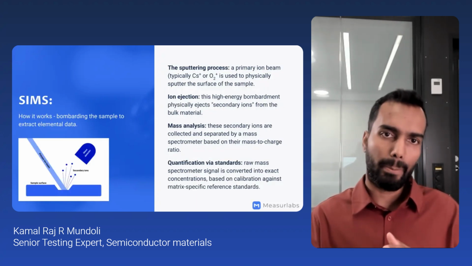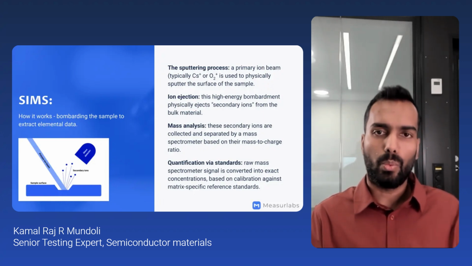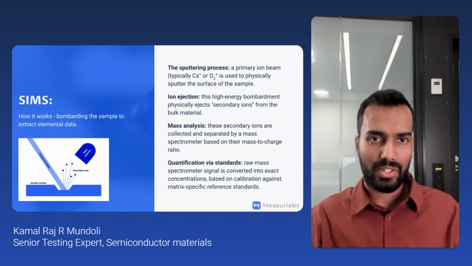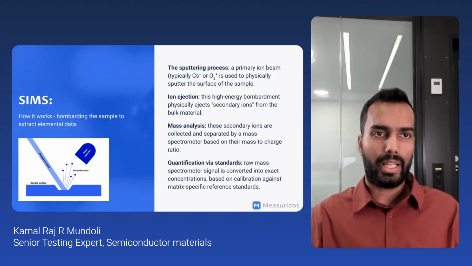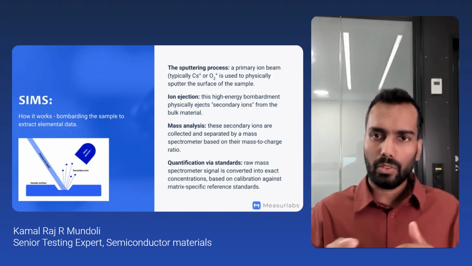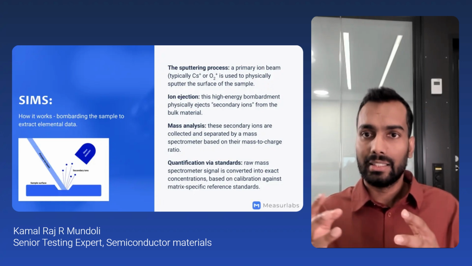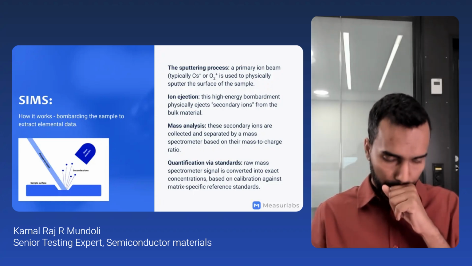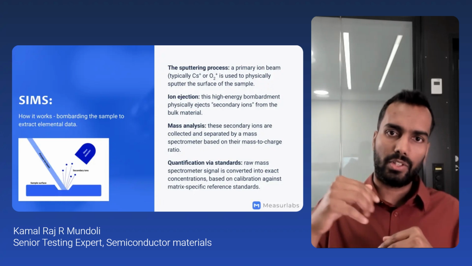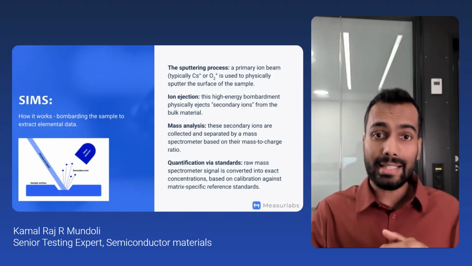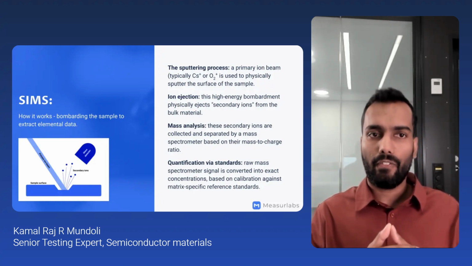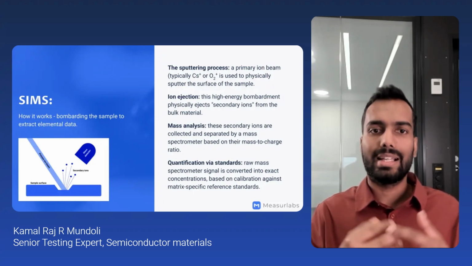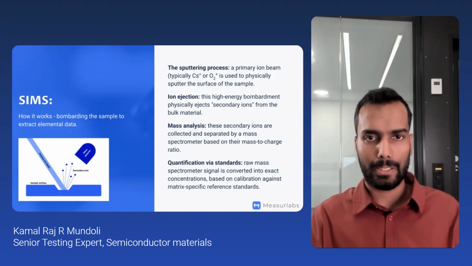physics. Because unlike TXRF, which generally bounces X-rays off the surface, SIMS relies on a highly energetic sputtering process. We take a primary ion beam, which typically utilizes cesium or oxygen ions, and use it to physically bombard and sputter the surface of the sample. This high energy bombardment physically destroys the lattice, ejecting what we call secondary ions from the bulk material.